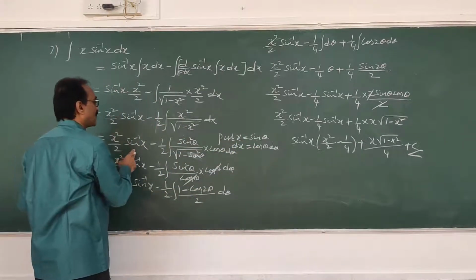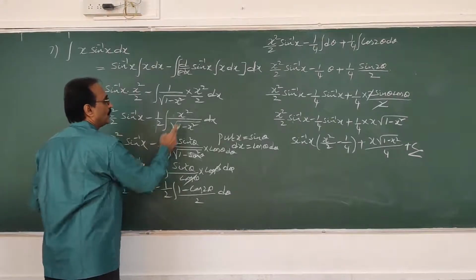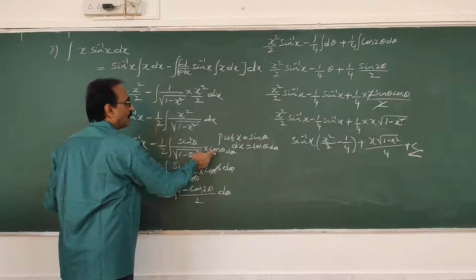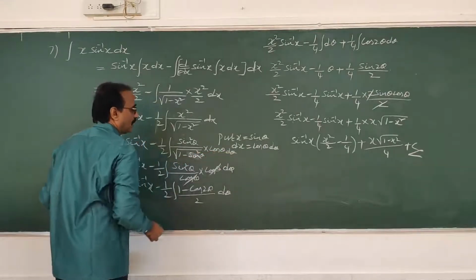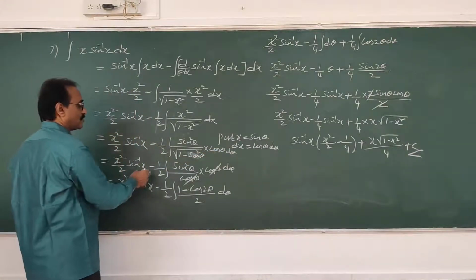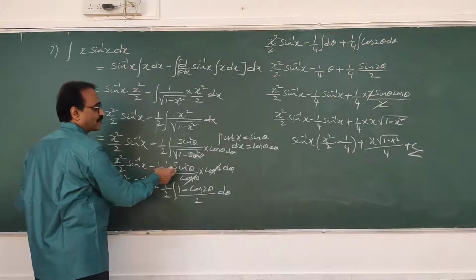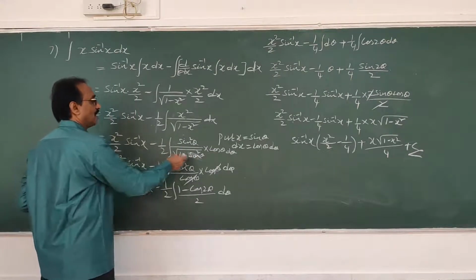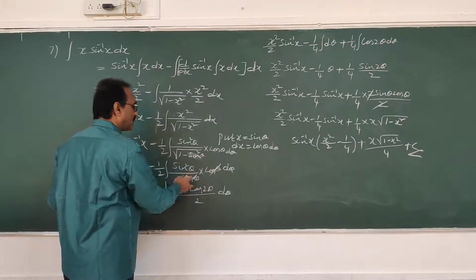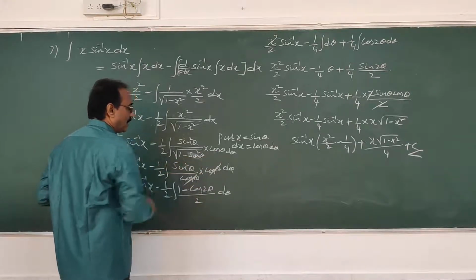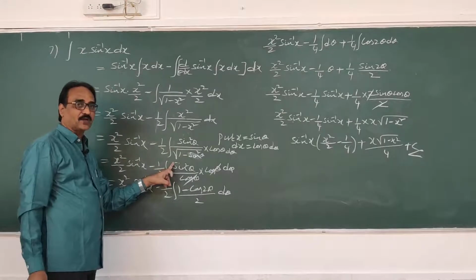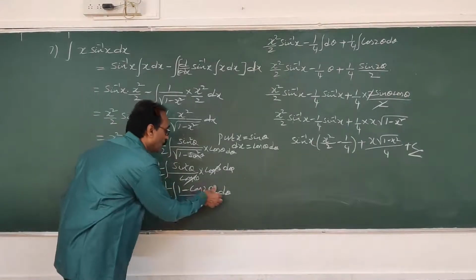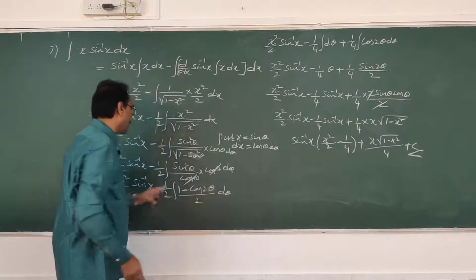So x square by 2 sin inverse x minus 1 by 2, x square means sin square theta by root of 1 minus sin square theta into dx means cos theta d theta. So x square by 2 sin inverse x minus 1 by 2 integral sin square theta by root of 1 minus sin square theta, which is cos square theta, root cos square theta, cos theta cancel. So sin square theta has come. Again sin square theta is there, we can't do the integral directly. That's why its formula is 1 minus cos 2 theta by 2. 1 minus cos 2 theta by 2, I separated.